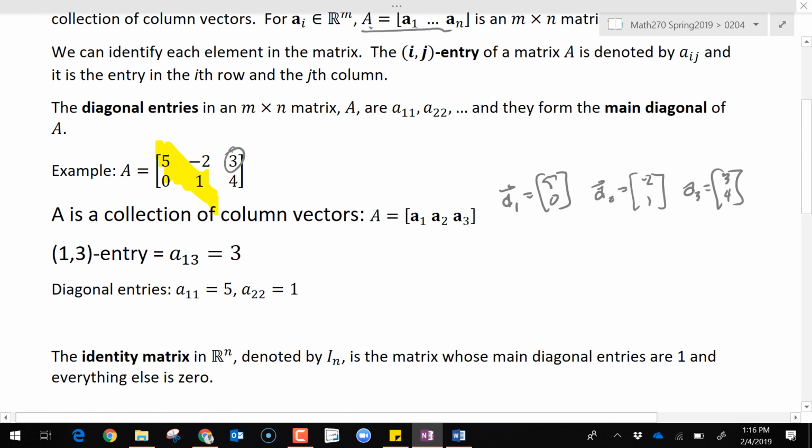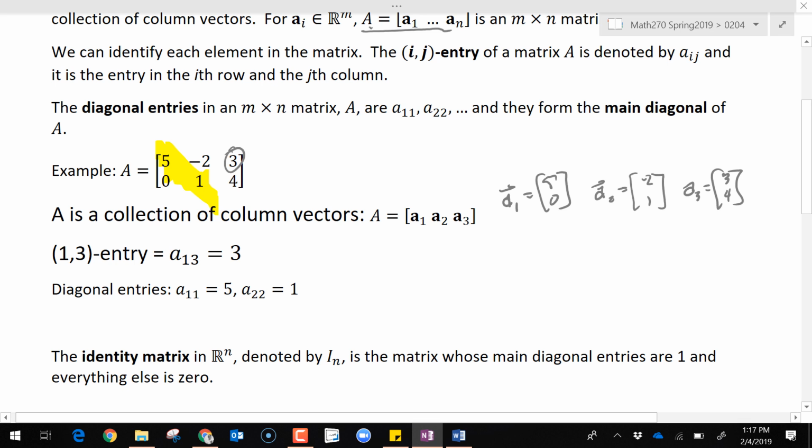Okay, so those ideas make sense? So that's how we'll identify a matrix. We'll be able to look at the entries. We will be able to look at a matrix as a collection of column vectors, and we will be able to identify diagonals of matrices just by going down the diagonal from the upper left.